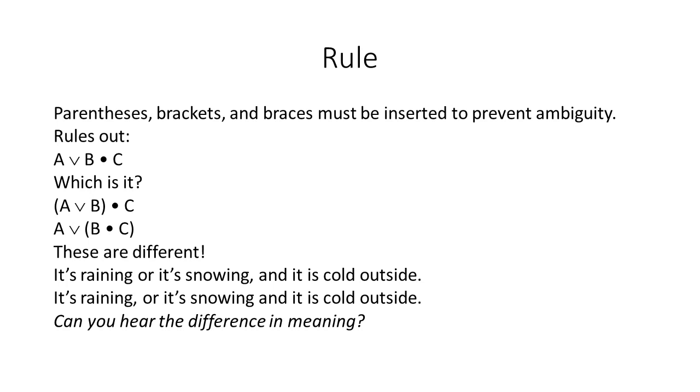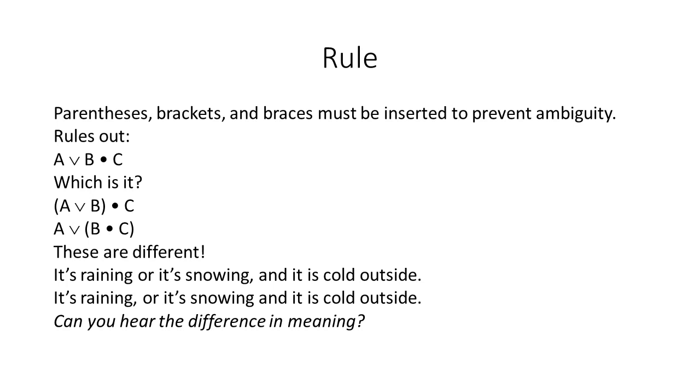But note these are different. Let me try to convince you of that. We'll use an English example. For our first one, this corresponds to something like: it's raining or it's snowing, and it's cold outside. Again, it's raining or it's snowing, and it's cold outside. The second one corresponds to something like: it's raining, or it's snowing and it's cold outside. So can you hear the difference in meaning?